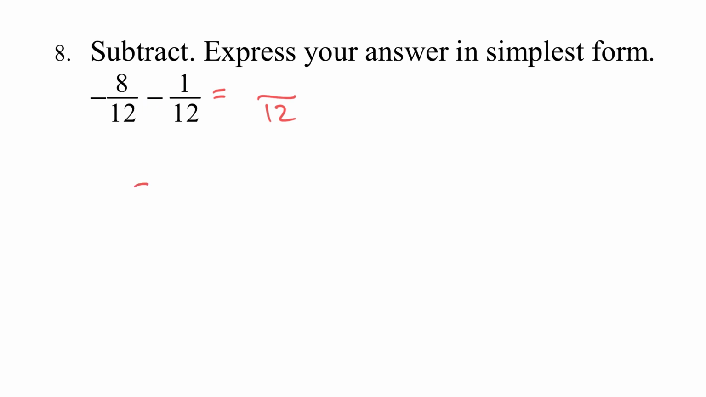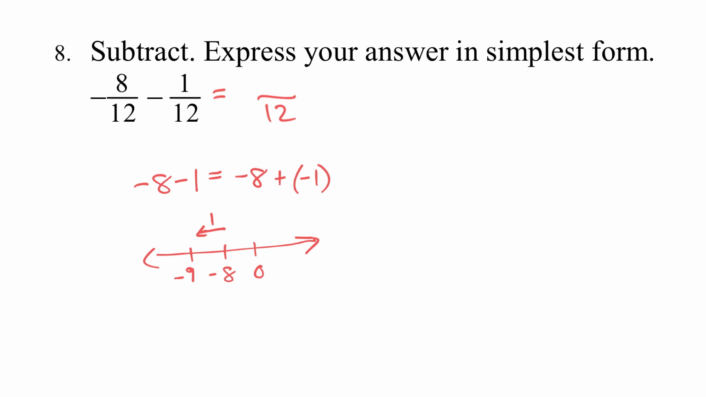So remember, negative 8 minus 1. That's the same thing as negative 8 plus a negative 1. And that would mean that we start at negative 8, and then we have to add negative 1, which means we go that way 1, which means we arrive at negative 9. And that is our numerator, negative 9.